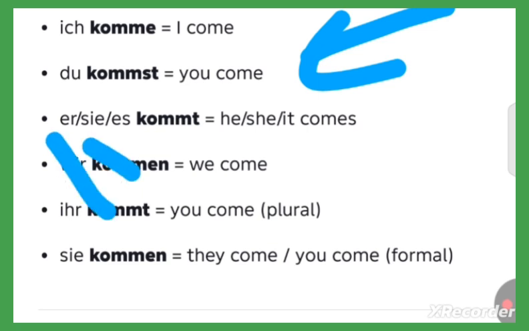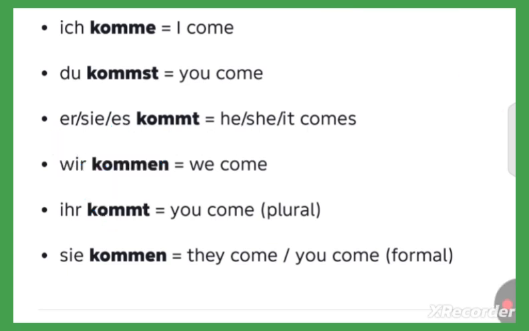If you're using he, she, it, or the name of somebody, you have to end in t. That's why it will be kommt. So he comes from, or he comes from whatever you're talking about. Er kommt, he comes, maybe aus Ndola, he comes from Ndola. Er kommt aus Ndola. Same for she: sie kommt.